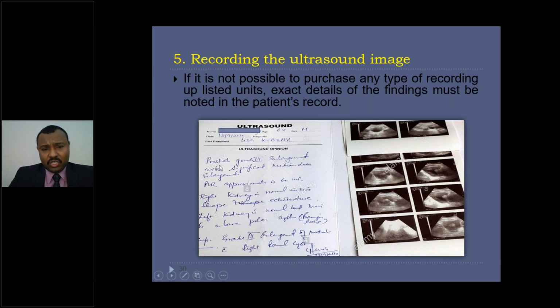And you can see here he mentioned the prostate gland is enlarged. He gave us information about the kidneys. Also here he came to the conclusion: grade 3 enlargement of the prostate. If you are having to record your ultrasound image for a long time.